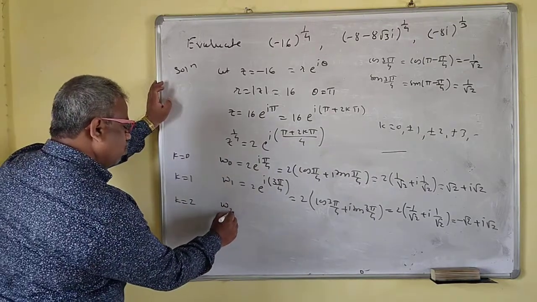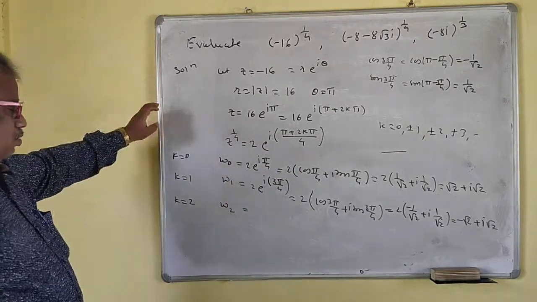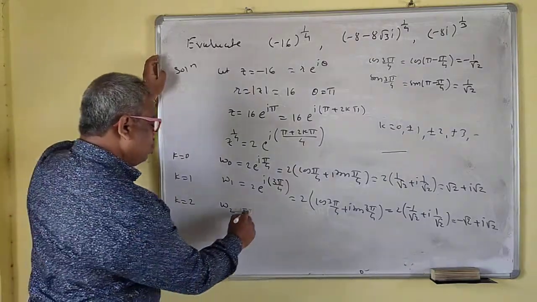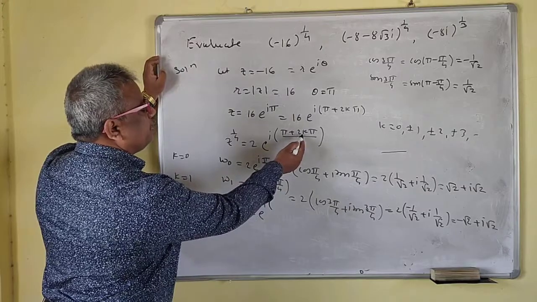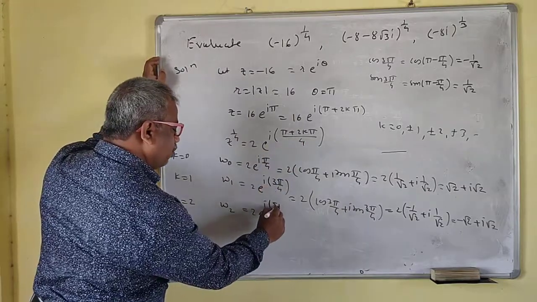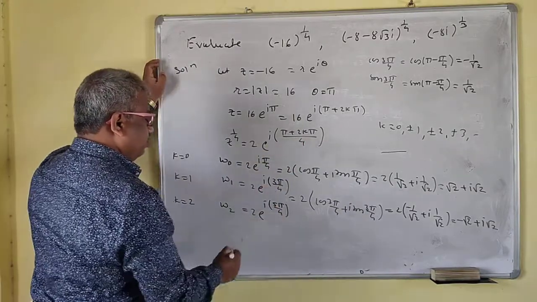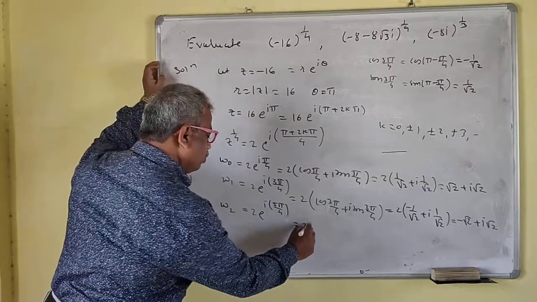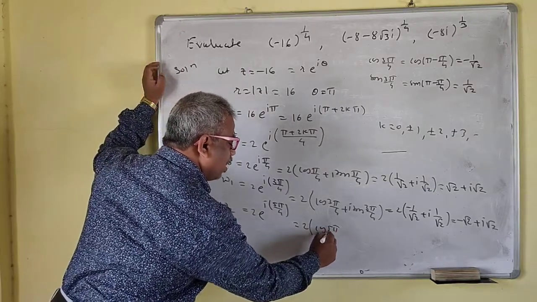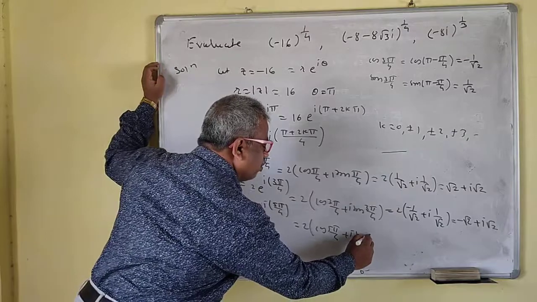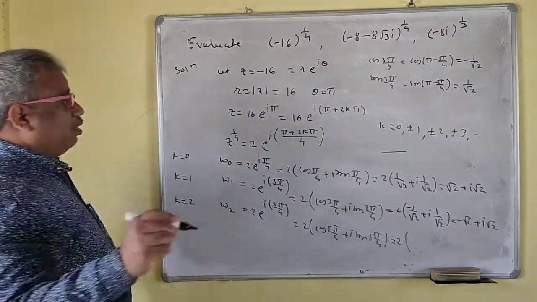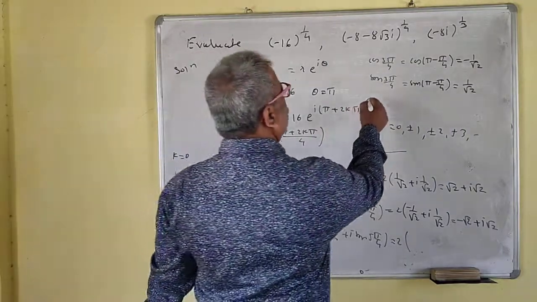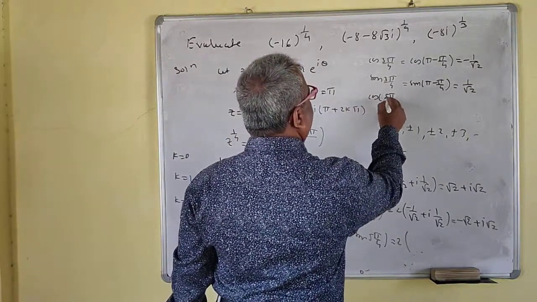So this will be omega 2. So 2 e raised to i, so k is equal to 2, then this is 4. So this is 5 pi by 4. Okay, so 5 pi by 4 means 2 times cos of 5 pi by 4 plus i sin 5 pi by 4. Okay, so this is 2 into, we'll find cos 5 pi by 4.